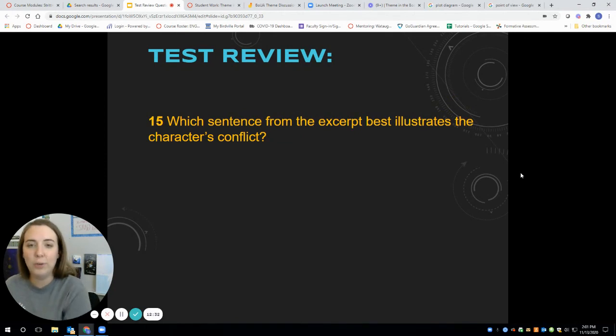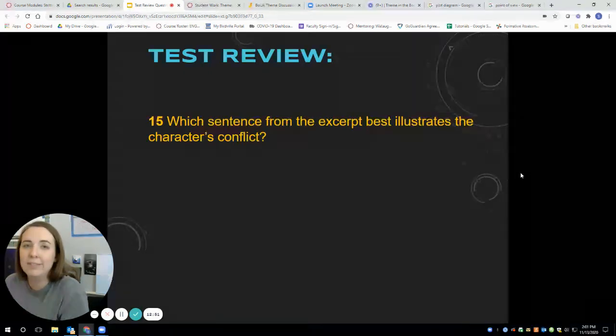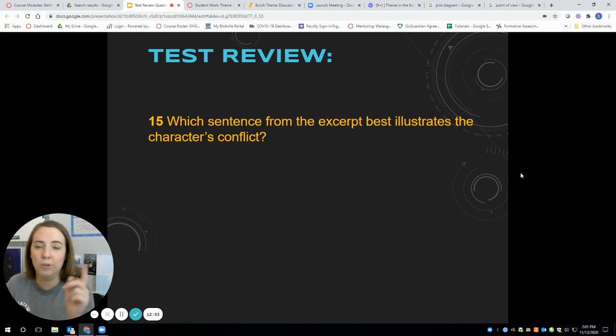Last one, thank you guys for putting up with this. Which sentence of the excerpt best illustrates the character's conflict? Guys, you cannot answer this one unless you've read the full thing. You have to know what the character's problem is. You have to know what the character's conflict actually is to answer this. So they're going to give you a variety of sentences, and one of those sentences will hopefully be really obvious, like, oh yeah, that's totally our narrator's conflict. It should stand out. The statement should be exactly what they're having trouble with.